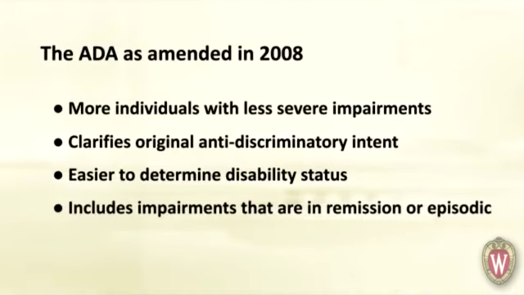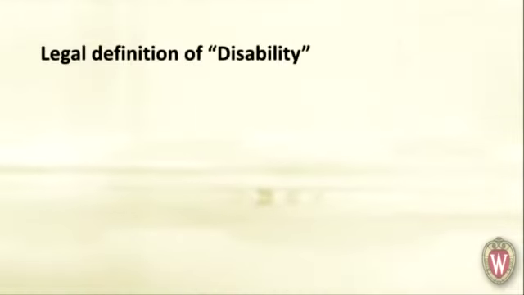Additionally, current law considers even impairments that are in remission or are episodic to be disabilities if the impairment would substantially limit a major activity when active, for example, cancer, epilepsy, or post-traumatic stress disorder. Not everyone with an impairment or medical condition is protected by the law.